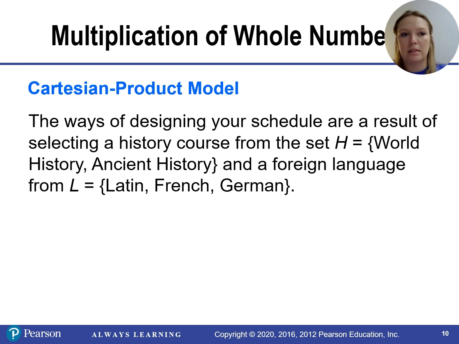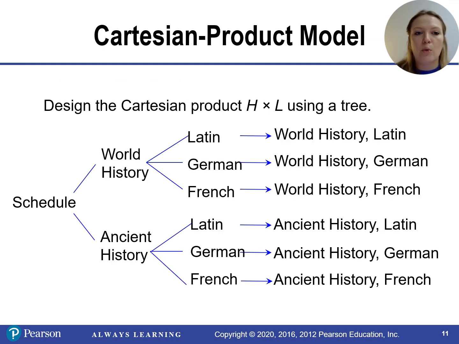The way that we can design these tree diagrams is by thinking of the classes we can take for history and the classes we can take for our language as 2 different sets. First, the set of history classes is world history, ancient history, and the set of the classes we can take for foreign language is Latin, French, or German. What a Cartesian product does is it takes one component from the first set and one component from the second set, and it lists out all of the different combinations that we could have.